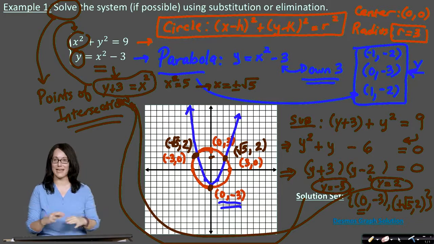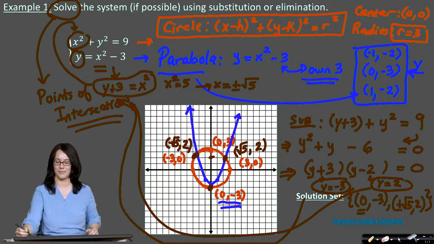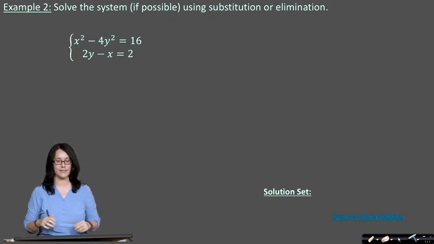Let's see if you can do the next one completely by yourself. Example 2. You don't need to graph it this time. It says solve the system if possible using substitution or elimination. The first equation you probably don't recognize. It's okay. It's going to be called a hyperbola later on in math. It's x squared minus 4y squared equals 16. The second equation you may recognize, it's a line: 2y minus x equals 2.